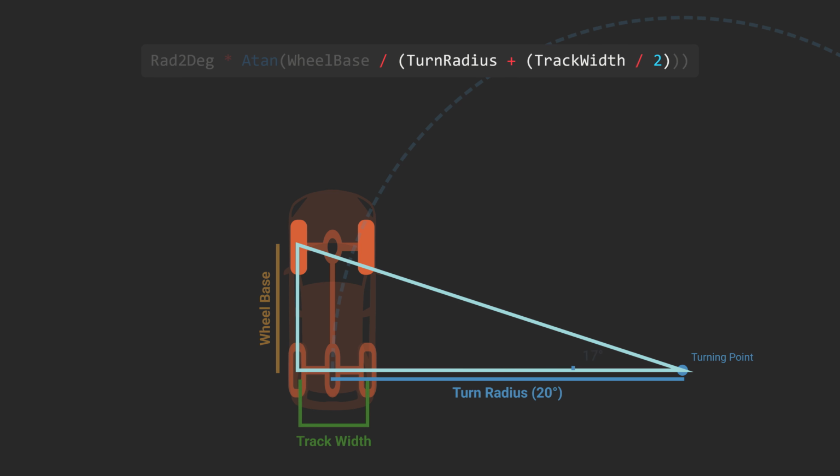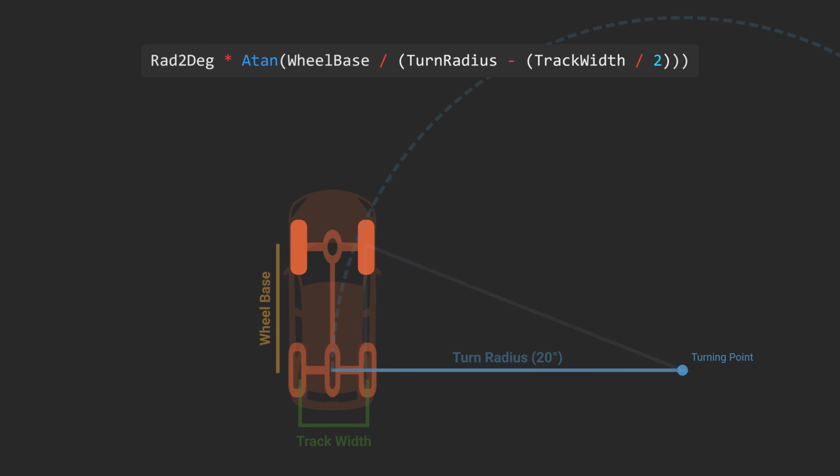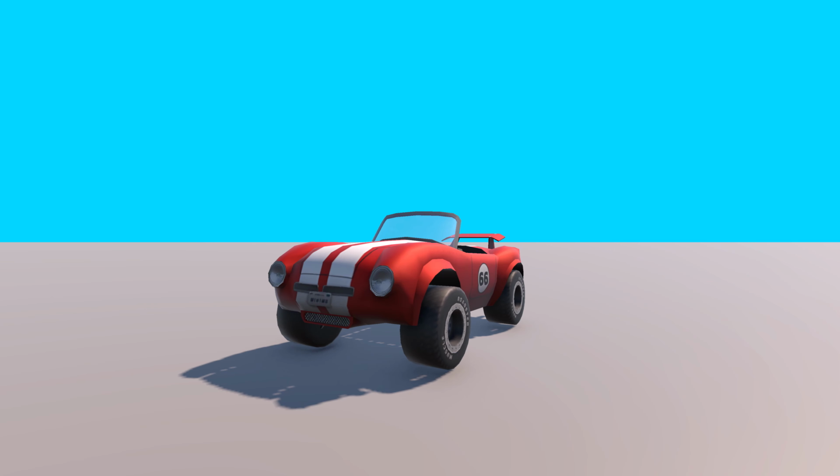In this case, the left wheel ends up at about 17 degrees, while the right wheel turns further to roughly 23 degrees. Once we apply these angles to both the left and the right wheel, the car can finally turn the way it's supposed to, without tearing itself apart. Now that we've got our car wheels turning smoothly, let's implement acceleration and get it ready for the road.